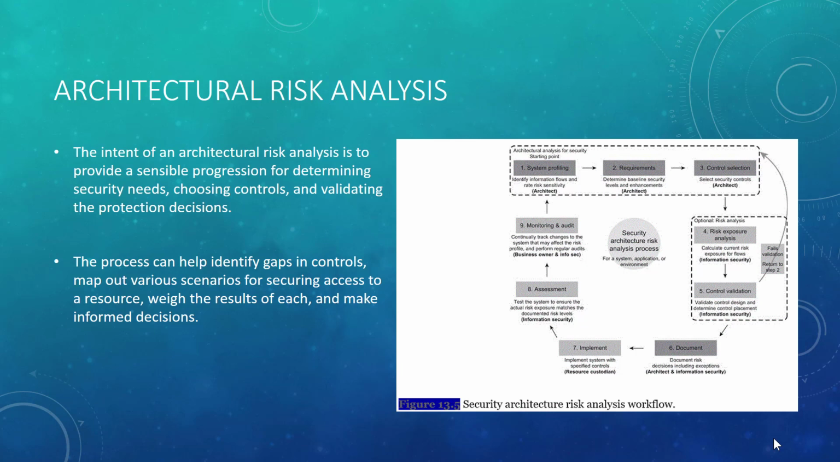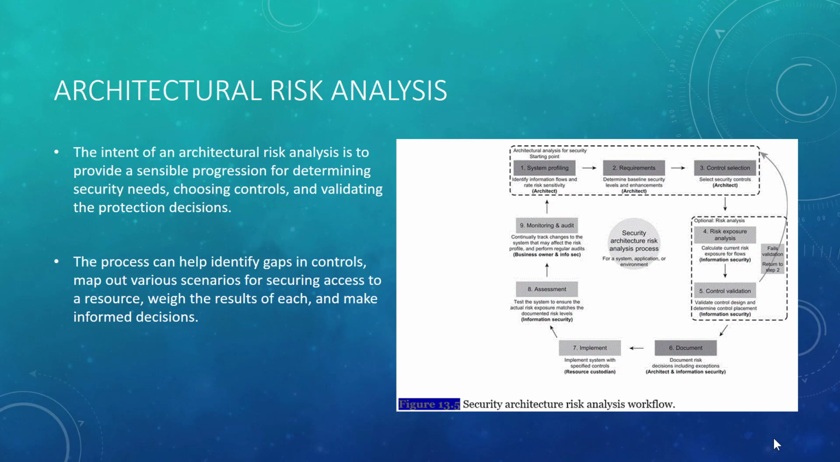So the intent behind an architectural risk analysis is to provide a sensible progression for determining security needs, choosing controls, and validating what decisions you make for those controls. And as you can see, it's this kind of nine-step process that we're going to go through to help identify where we have gaps in controls, map out different scenarios for securing access to a control or a resource, weighing the various courses of action and results, and then making informed decisions as you're going forward.